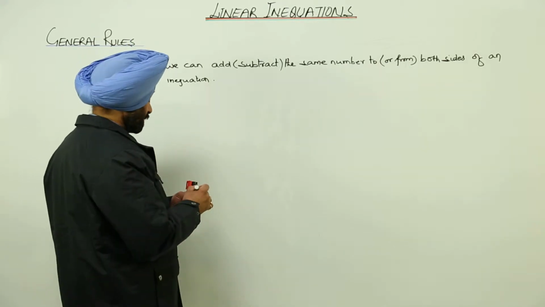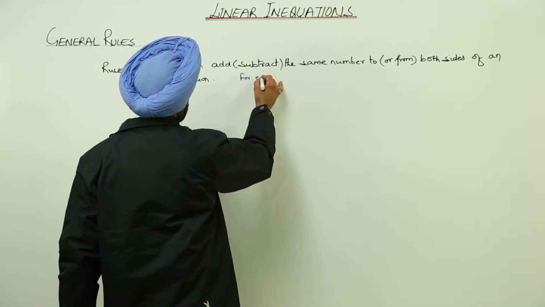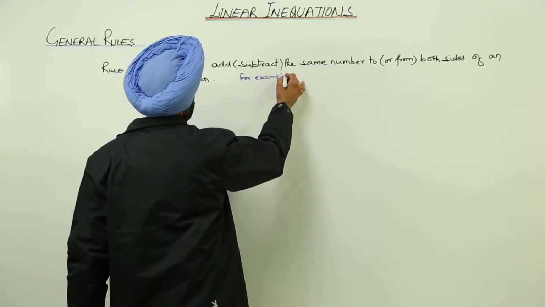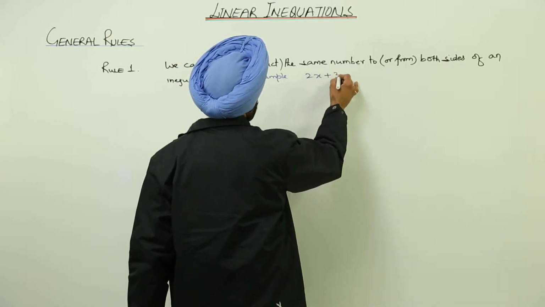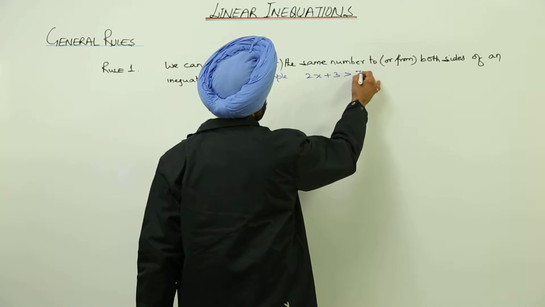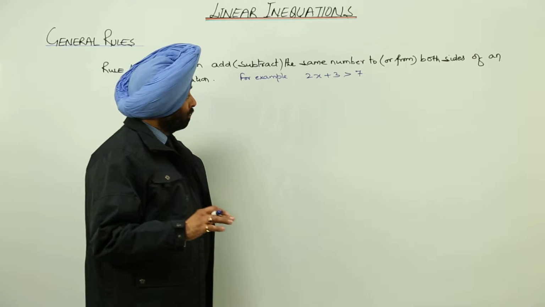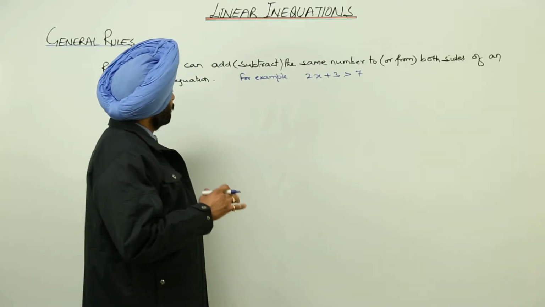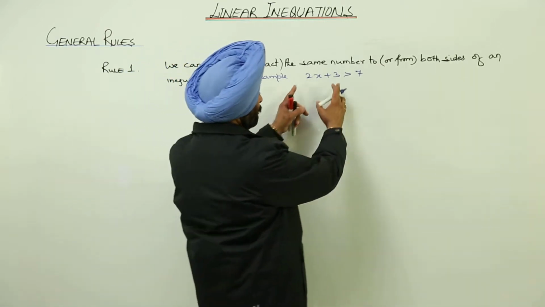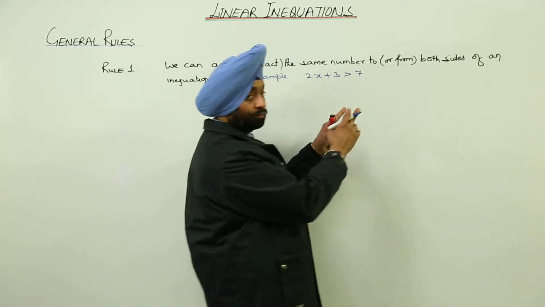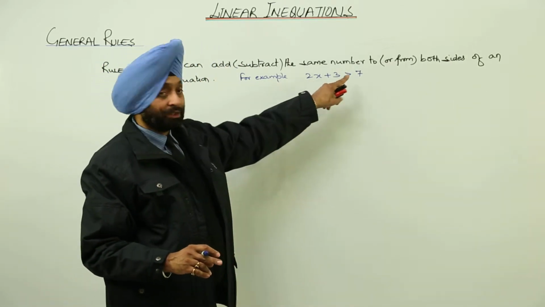Now I am just giving you an example. Suppose we are having 2x plus 3 is greater than 7. Okay, suppose this is an example. Now rule 1 says we can add or subtract, because now remember one thing, left hand side is greater than right hand side. It is written that 2x plus 3 is greater than 7.